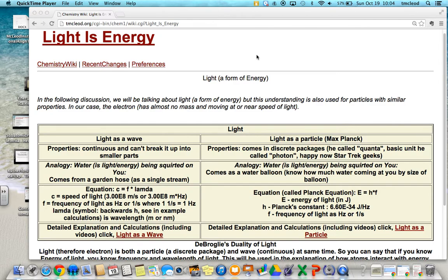Light as a wave, like a water wave, is continuous and cannot be broken up into a smaller part. The analogy I use is water. Somebody's going to squirt you with water. The water is the energy that's coming at you. And light as a wave would be a garden hose. The water is coming at you through a garden hose. It's a continuous thing. You can't get half of a stream of water from a garden hose.